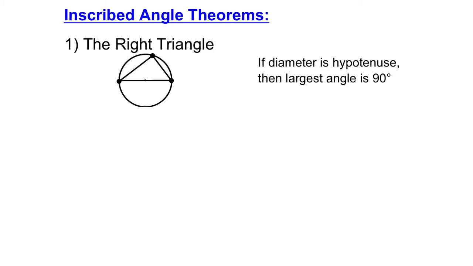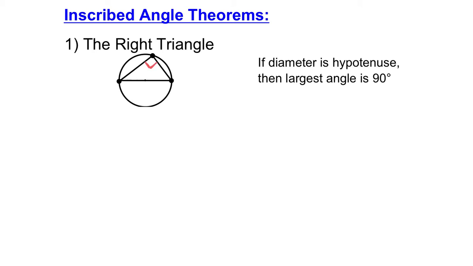Before we do any examples, we're going to talk about some angle theorems. These are the inscribed angle theorems. So we're talking about angles within the circle for certain circumstances. So there's 3 of them that we're going to talk about. Here's the first one, the right triangle. So if the diameter of the circle is the hypotenuse of a triangle made by connecting points that are on the circle, then the largest angle is 90 degrees. So I'm talking about this angle up here.